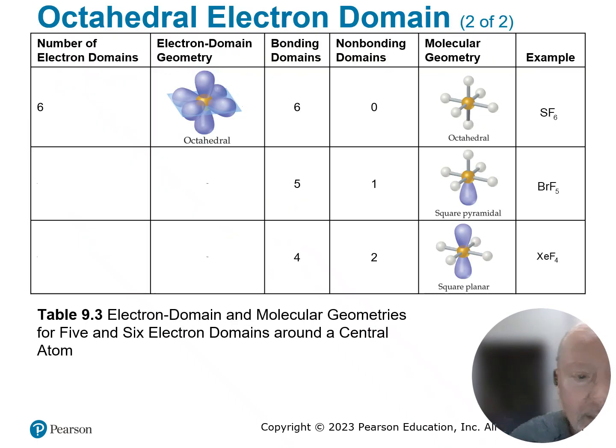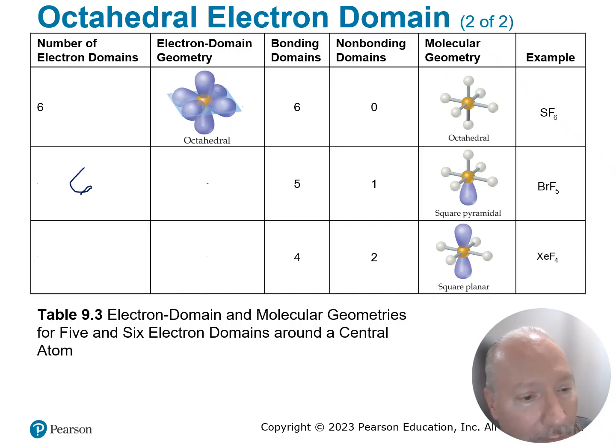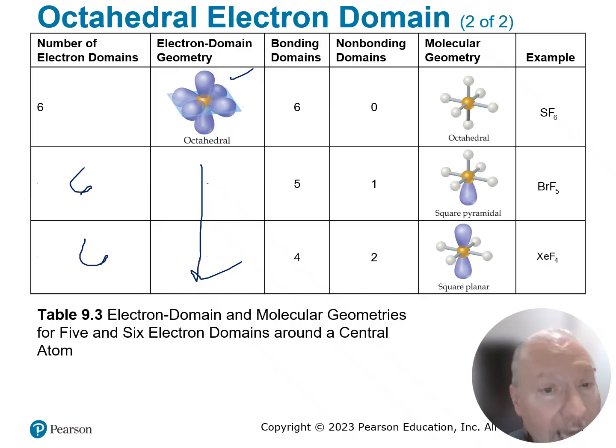What does that look like? Well, we have 6 electron domains for every one of these. They all are going to have the same electron domain geometry. It's going to be octahedral for the electron domain. That's not going to change. But what will change is the bonding domains. In the first example, we have 6 bonding domains and no non-bonding domains, and we get an octahedral complex, and that is sulfur hexafluoride. And the electron domain geometry and the molecular geometry remain the same.